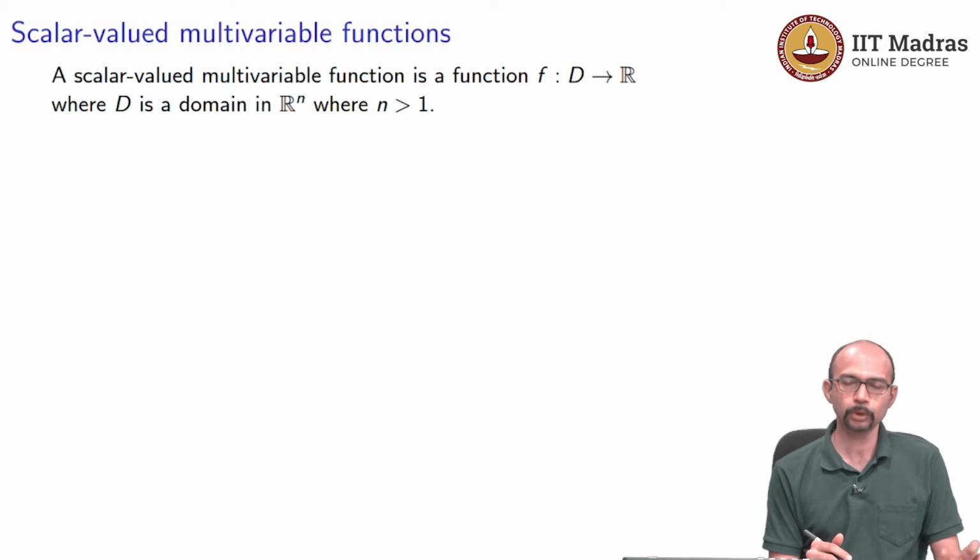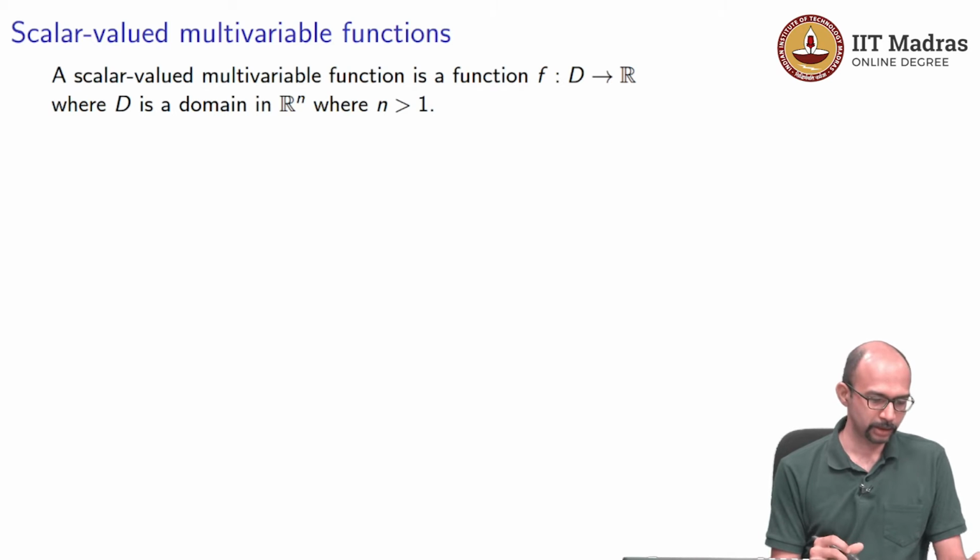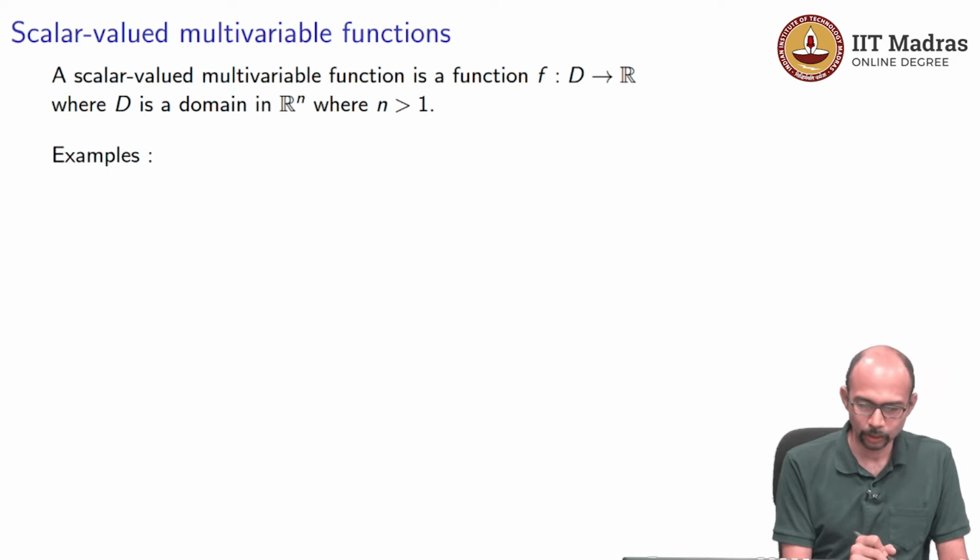Okay. So, this could be R 2 or R 3, R 5, R 20, whatever, right. Such a thing is called a scalar valued multivariable function, and this is something that we are going to study extensively in the next couple of weeks, and this will show up possibly again in further courses. So, this is mainly what we want to study going ahead. Okay. So, what are examples?